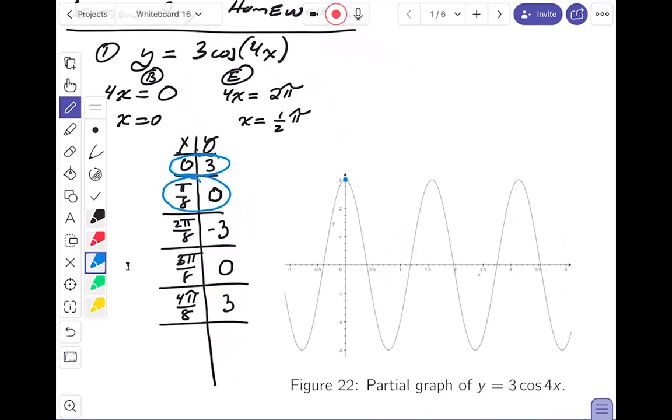I got some help over here. And I'm going to say I know the y is 0. So I'm going to say that has to be right over here. Now, what's pi over 8? It's approximately 3/8. That's about right.